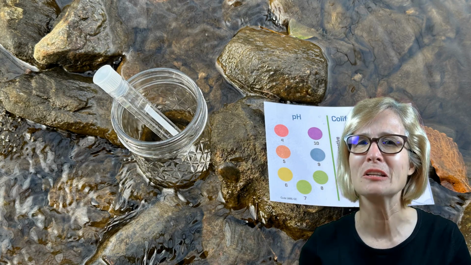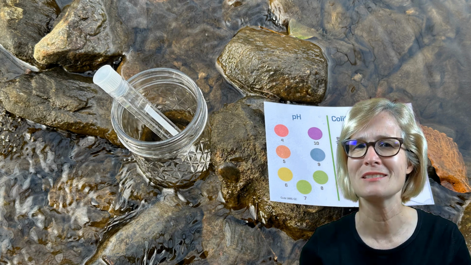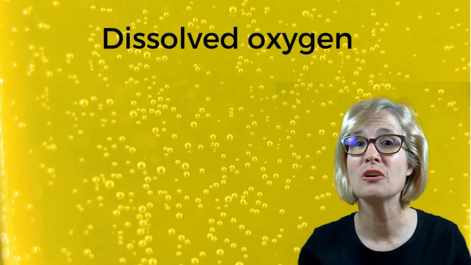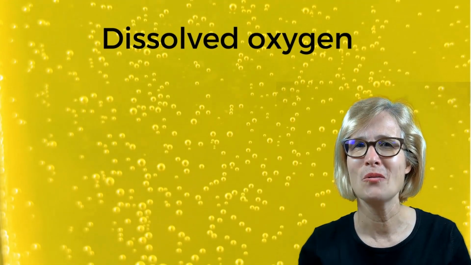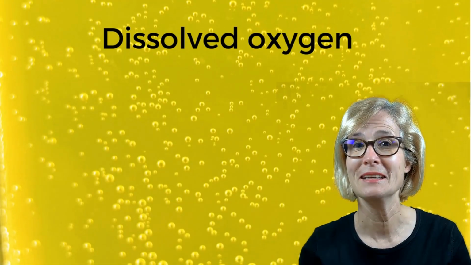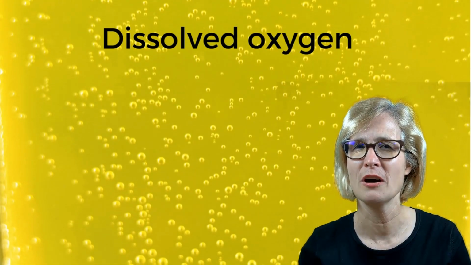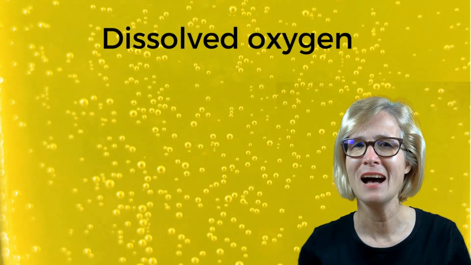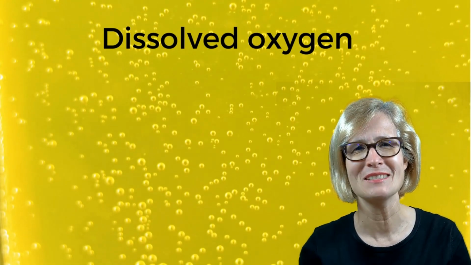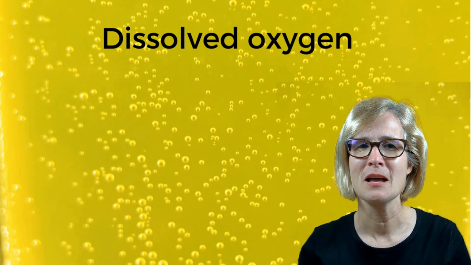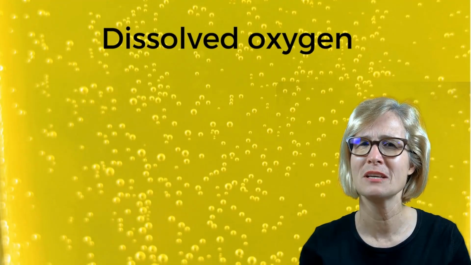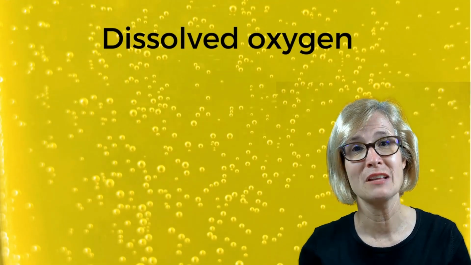So let's learn a little bit more about the different tests that you are going to be doing and what they measure. The first one is dissolved oxygen. All aquatic creatures, big and small, need oxygen to stay alive in the water. When the amount of oxygen dissolved in the water is high, it means that the environment is healthy and stable. But if there is too much bacteria from sewage or lots of decaying plants, the oxygen levels can drop.